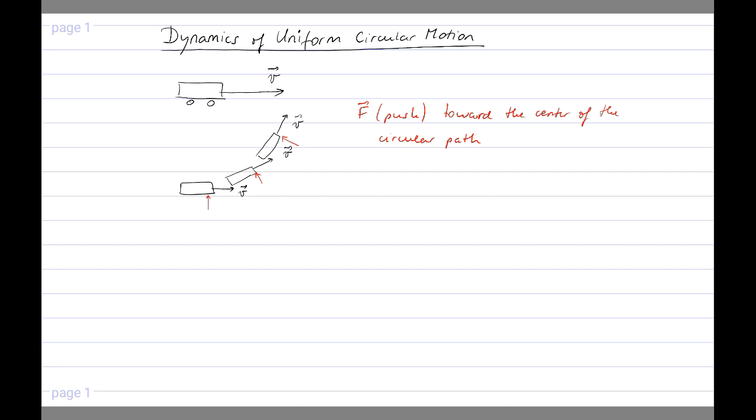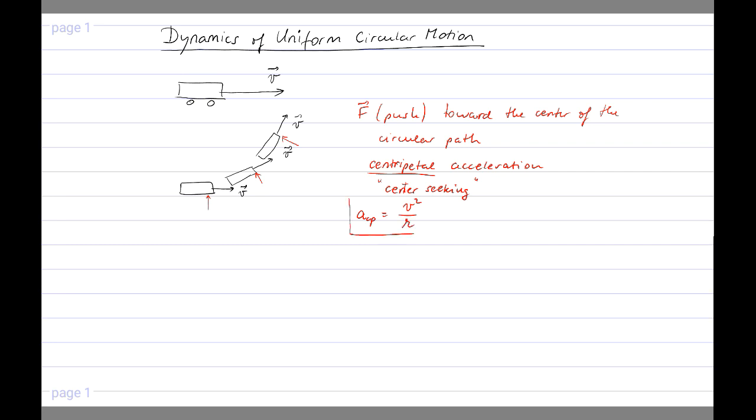So we'll say that the object will acquire an acceleration that we call centripetal acceleration. Centripetal means center seeking. This centripetal acceleration has the form v squared over r.